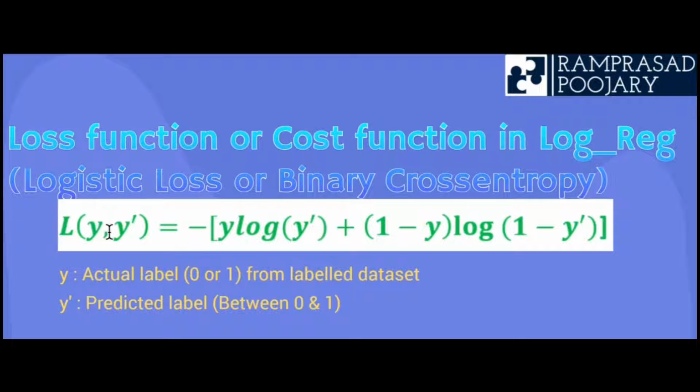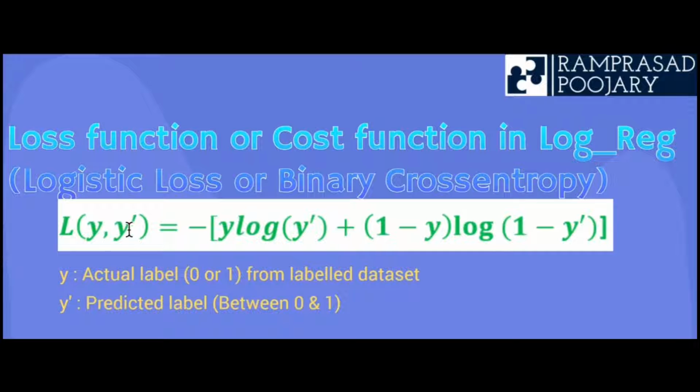Now, if you look at this loss function, L of y comma y dash, this L stands for the loss values. This function depends on two variables, y and y dash. Y is the actual label, which can take 0 or 1, and this actual label is found within the label data set along with x, which is a feature. Y dash is the predicted label, which can be found using the sigmoid function which we just saw. If y and y dash are given, then we can compute the loss value using this particular function.